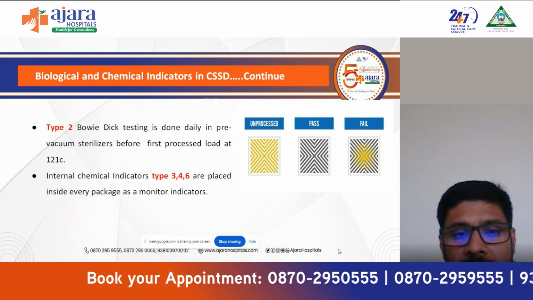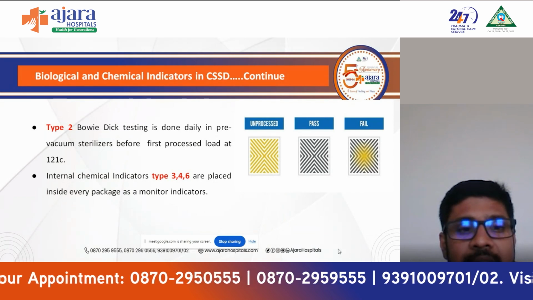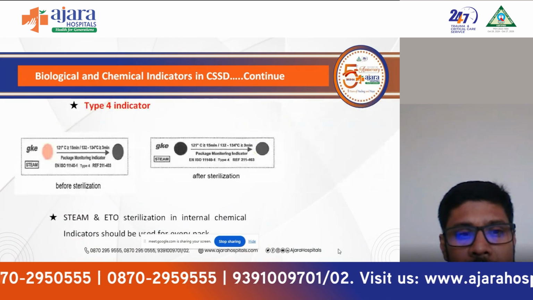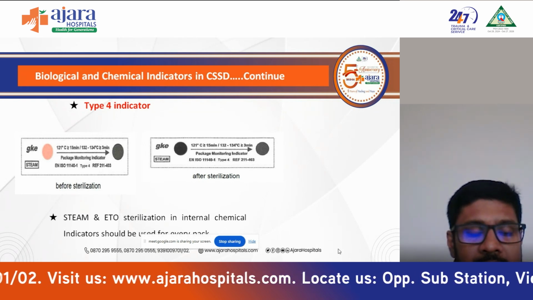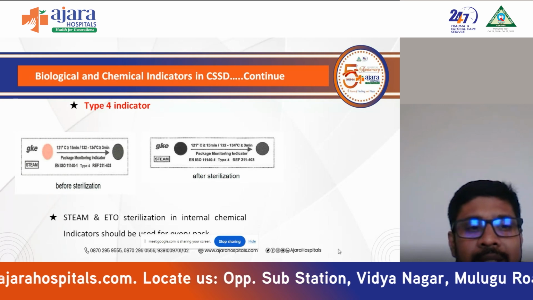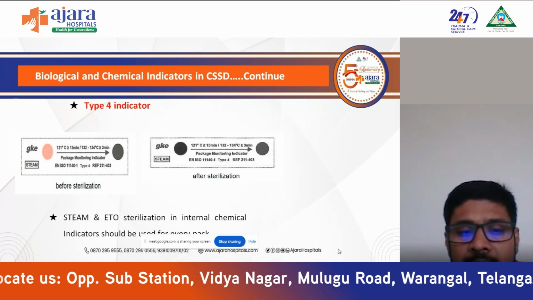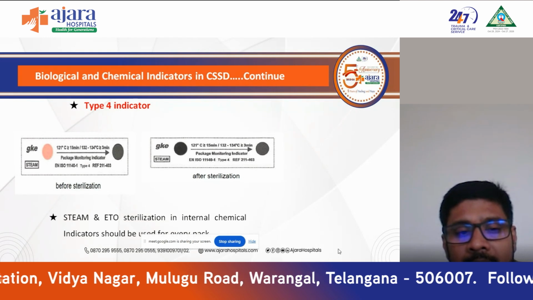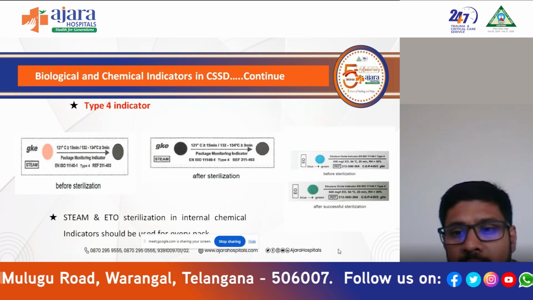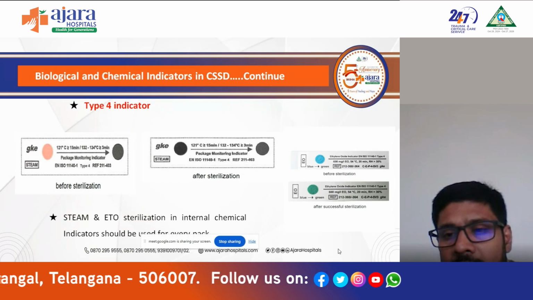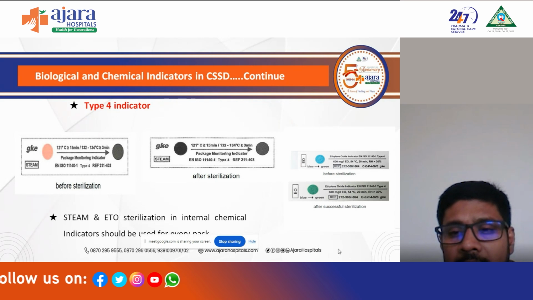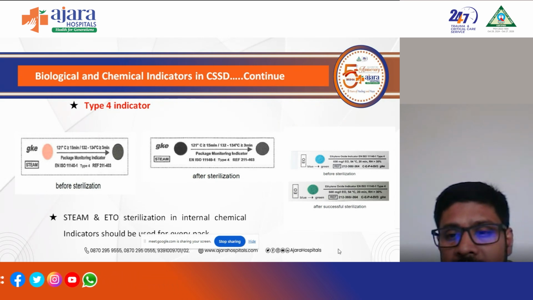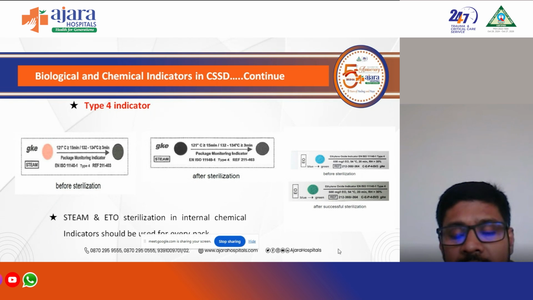And chemical indicators type 3, 4, and 6 are placed inside the package to monitor. This is the type 4 package indicator, before sterilization. This is for steam sterilization. Before sterilization, the indicator is pink in color. After sterilization, it turns black. This indicator can be used in both steam and ETO. The ETO sterilization indicator before sterilization is green in color, it turns blue, and after sterilization it turns green. With this we can identify the validation of ETO.